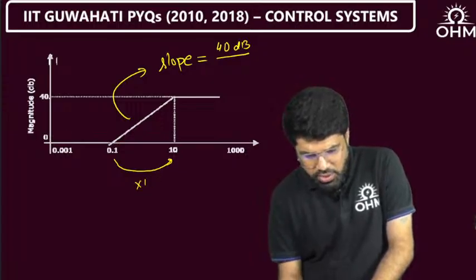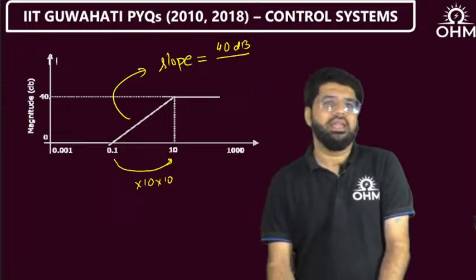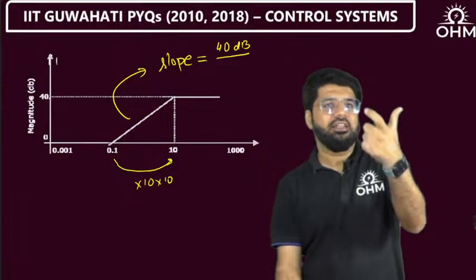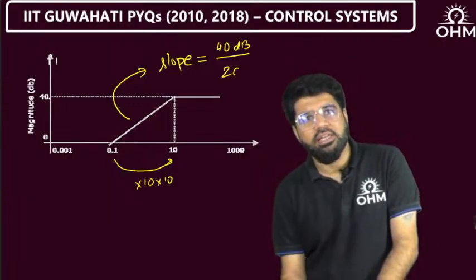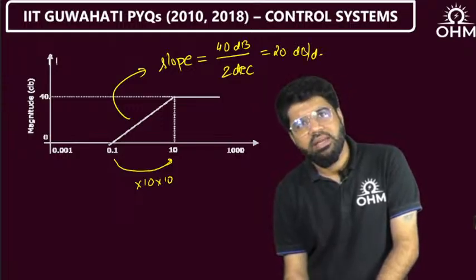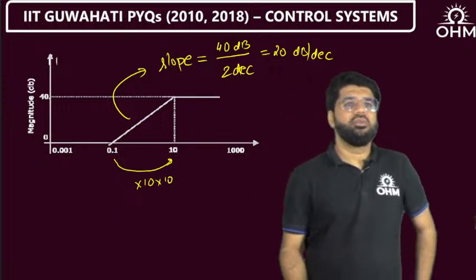A factor of 100 means times 10 and times 10, that is 2 decades. A factor of 10 is 1 decade. So the slope is 40 decibel per 2 decades, and hence I can say that the slope is 20 decibel per decade. Clear enough? The slope is 20 decibel.